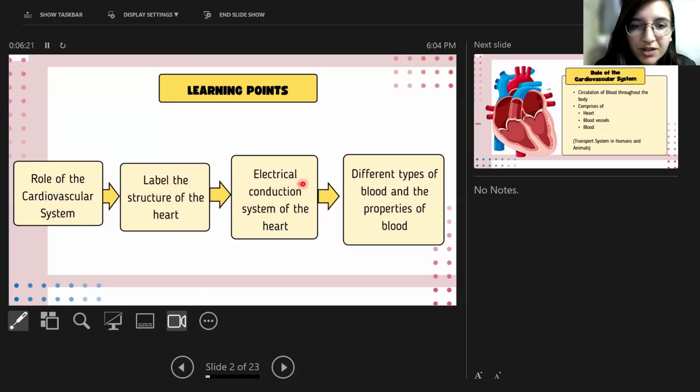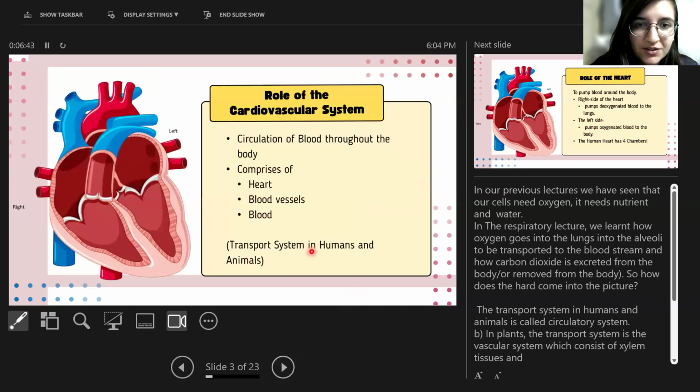And we'll also look at the electrical conduction system of the heart, like how does the heart beat, and how does that whole system work, the beating of the heart. And lastly, we will see the different types of blood and the properties of the blood. Okay, so let's start with the cardiovascular system.